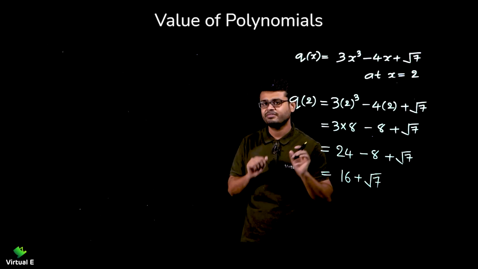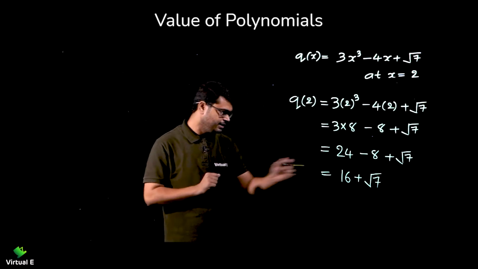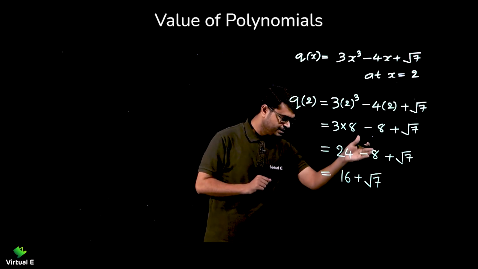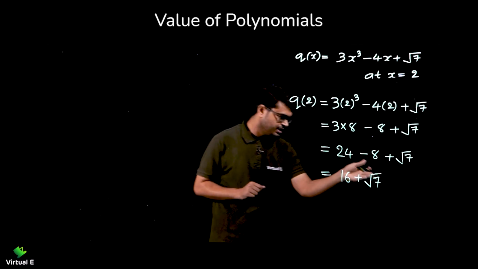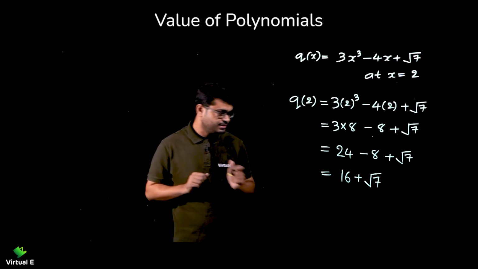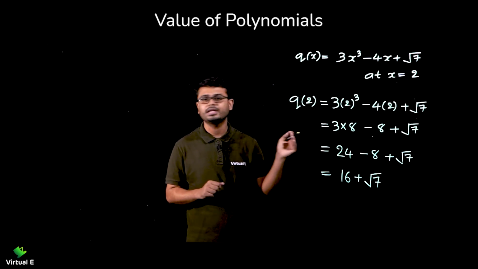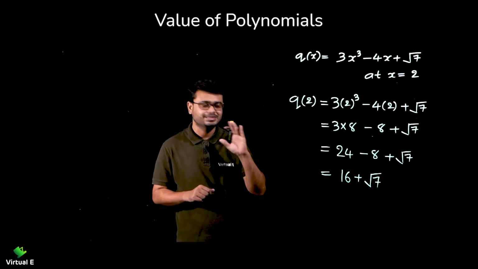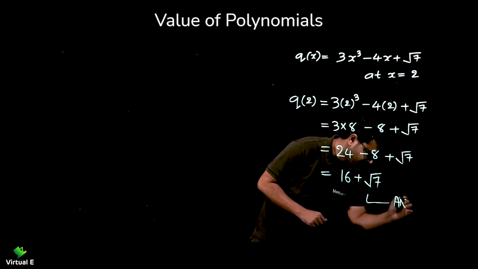We cannot simplify further than this. We learned in chapter number 1, right? 16 plus square root of 7. This is an irrational number and this is a rational number. It is not possible to add them. So we are going to keep it as it is, right? 16 plus square root of 7. Don't write over here 23 or square root of 23, right? That's an incorrect answer. So this is my answer over here.